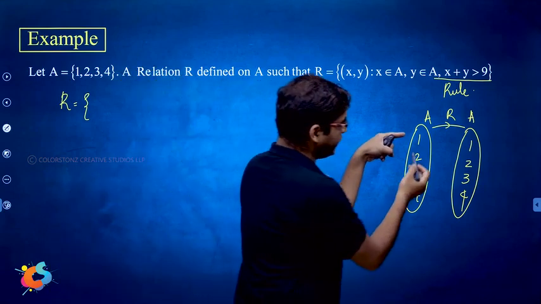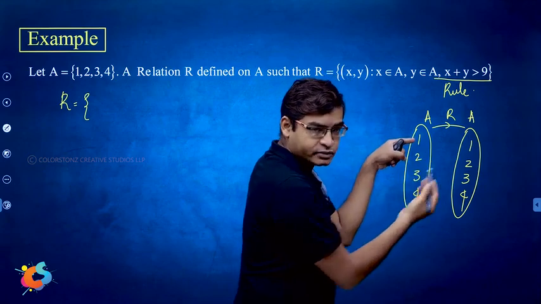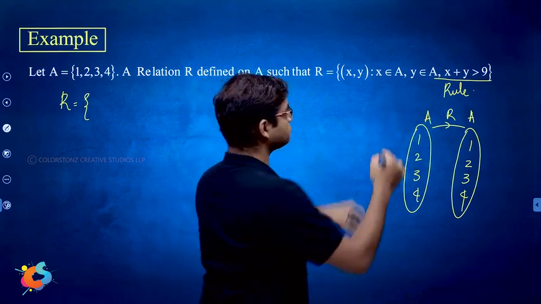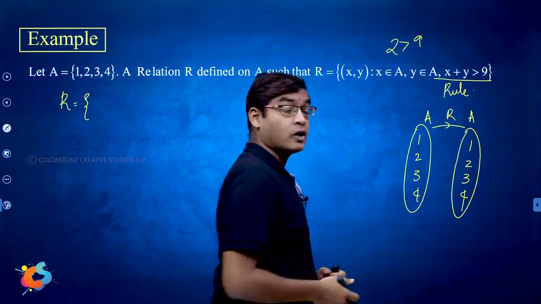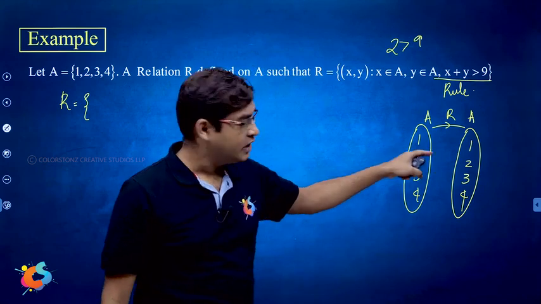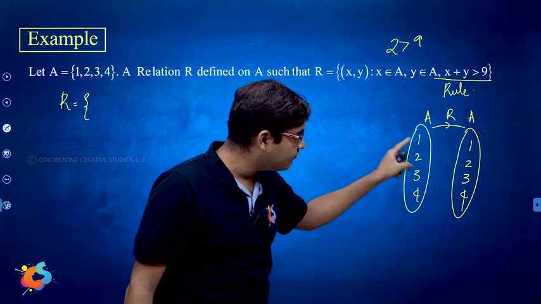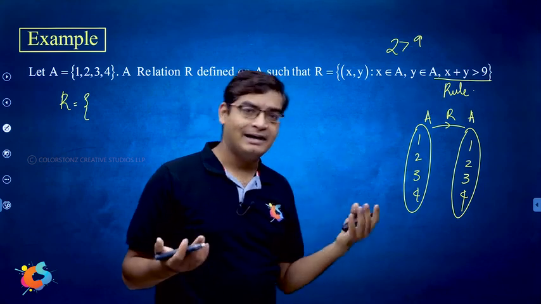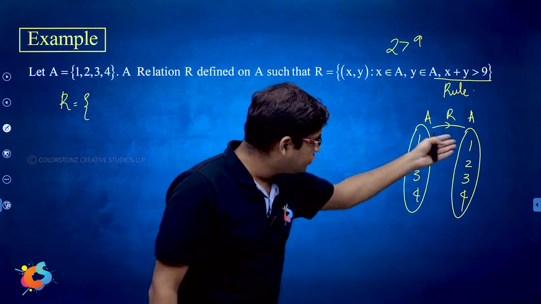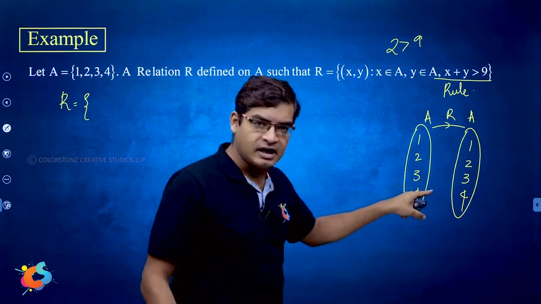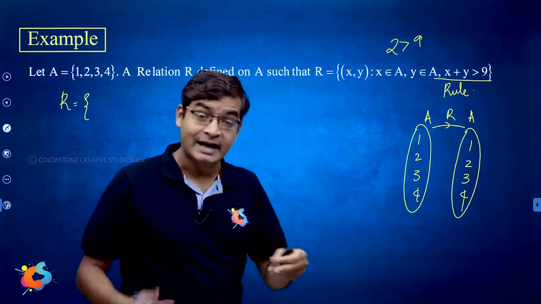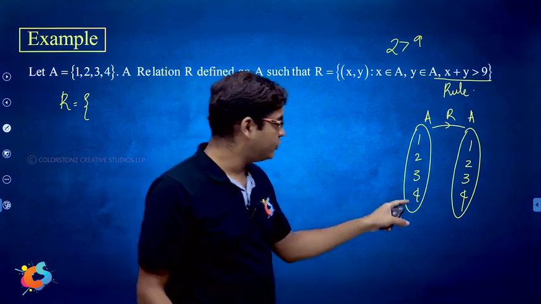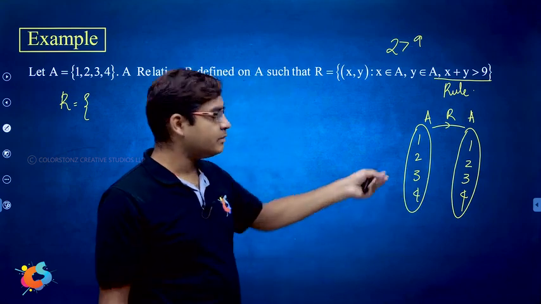Now you see, if you take 1, you map it to 1. 1 plus 1 is 2. Is 2 greater than 9 or less than 9? 2 is less than 9, meaning 2 greater than 9 is not happening. So therefore I cannot map 1 to 1. In the same way I cannot map 1 to 2, 1 to 3, 1 to 4 also. In all of these cases, the sum is not greater than 9. In the same way, you can check it with 2. The highest sum will come from mapping 4 to 4, which itself is 8. Any other mapping will be less than 8.